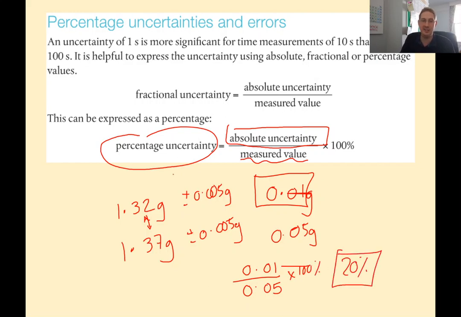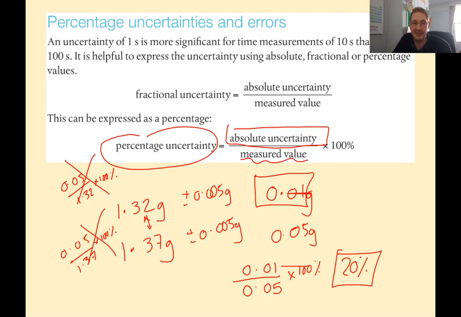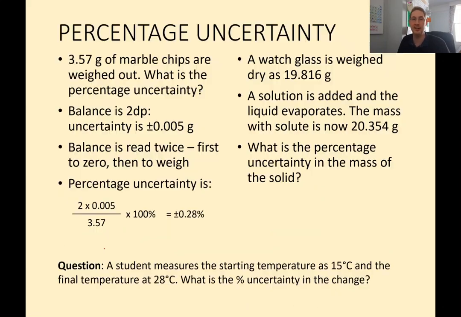What students tend to do, unfortunately, is they might do 0.05 over 1.32 times 100%, and then 0.05 divided by 1.37 times by 100%, and then add those together. But that is completely wrong. That will give you a tiny percentage error, whereas actually it's huge. All right, so do be careful of that common mistake.